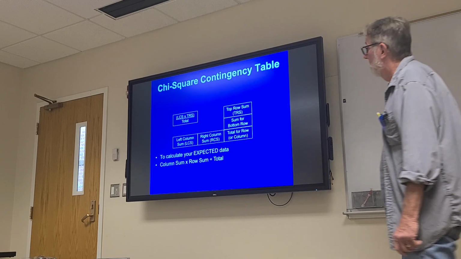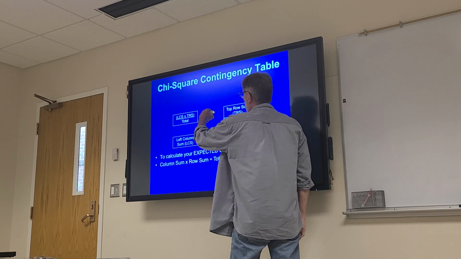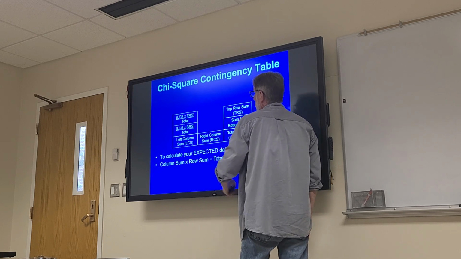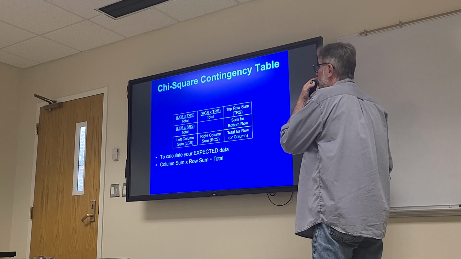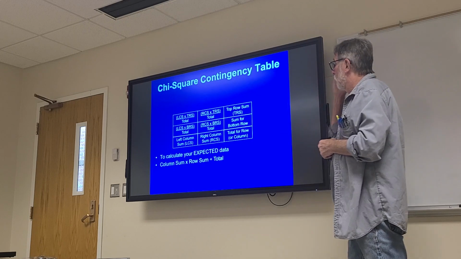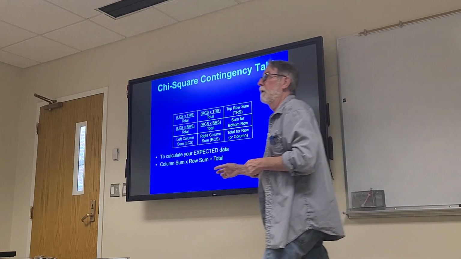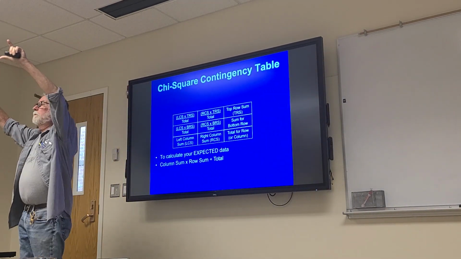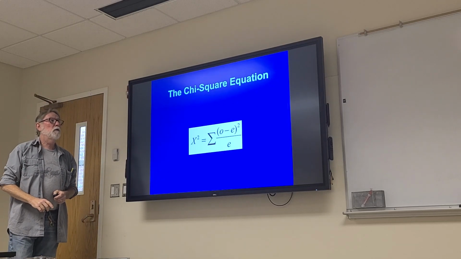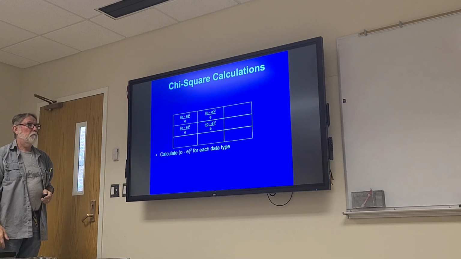Okay, so left column sum, multiplied by top row sum, divided by total. Left column sum, bottom row sum, divided by total. Right column sum, top row sum, divided by total. And right column sum, multiplied by bottom row sum, and divide, okay? You now have your expected data. So the first little table you did was your observed. Now you've got your expected. And now you can do this equation. I'm going to show you an example of all this in a minute here.